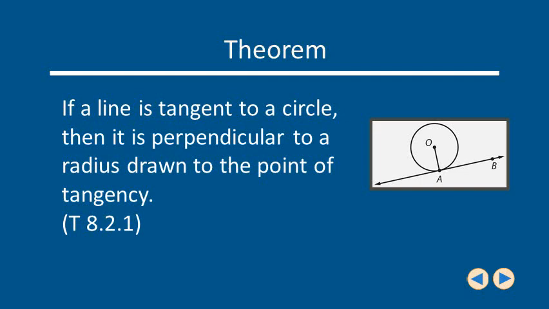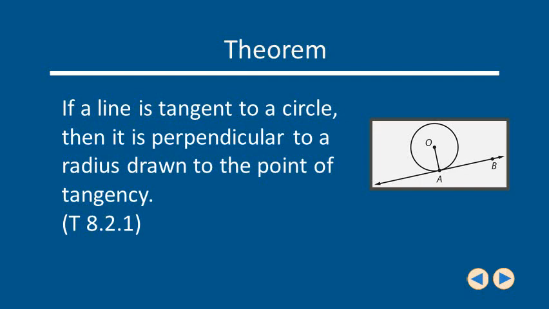So given line AB is tangent to circle O at point A, prove that OA is perpendicular to line AB. And so the first thing we do in an indirect proof is negate what you're trying to prove. So assume that segment OA is not perpendicular. And so therefore we find a point X, where X is an element of line AB, such that OX is perpendicular to AB. Since the shortest segment from a point to a line is the perpendicular segment, therefore OX would have to be less than OA.